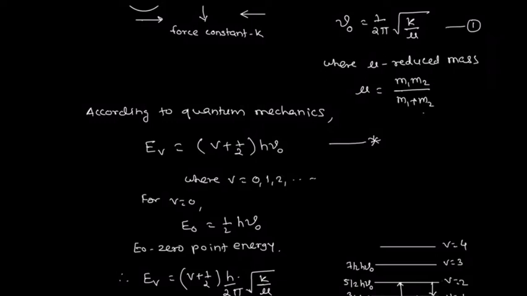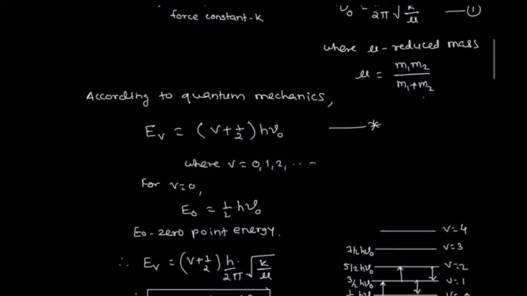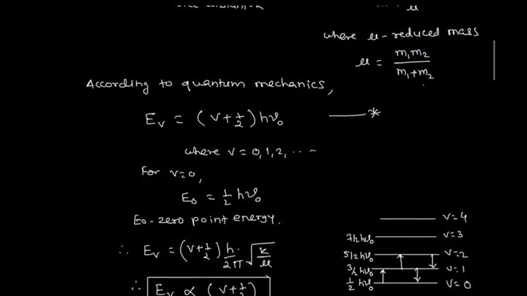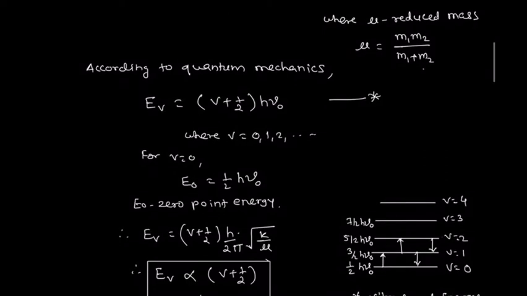If we substitute the value of nu 0 in that equation, we get E v equal to v plus half into h divided by 2 pi into under root k by mu. Except v plus half, all terms are constant. Hence, we write the vibrational energy is directly proportional to v plus half. Now, how do we represent the vibrational energy levels? We start from v equal to 0, 1, 2, 3, 4 and so on, and the corresponding energy states are E1, E2, E3, E4. In that, the energy is half h nu 0, 3 by 2 h nu 0, 5 by 2 h nu 0, 7 by 2 h nu 0.